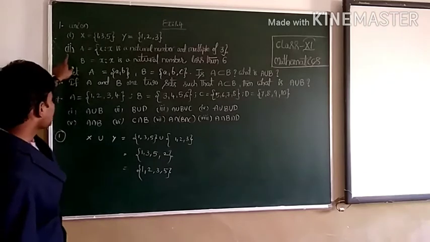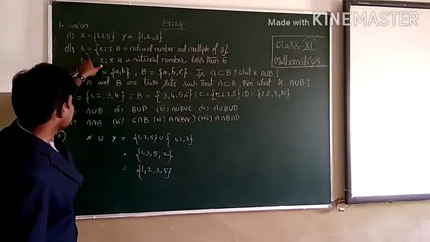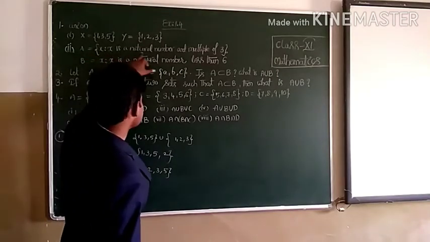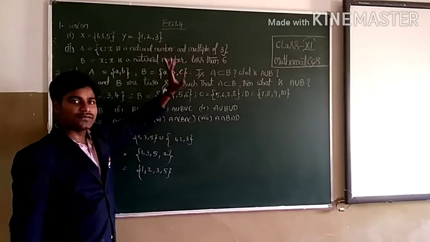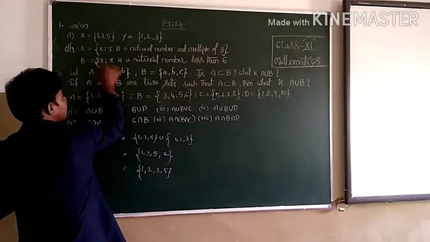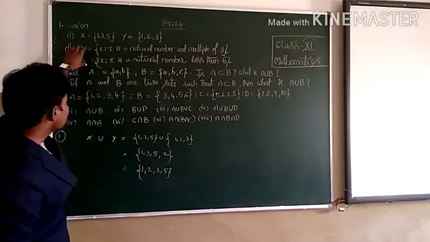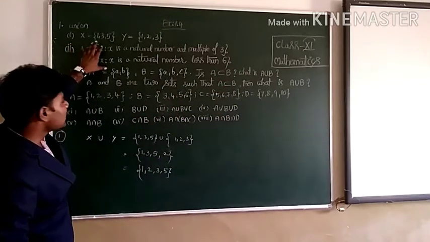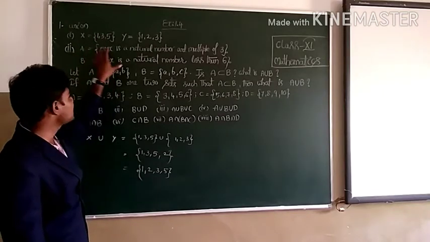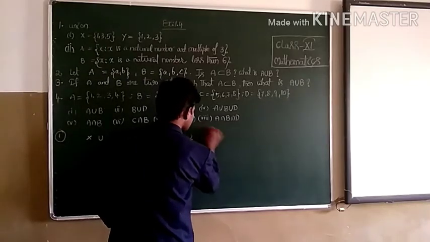Okay. Next, the second one. A is equal to {x such that x is a natural number and a multiple of 3}. B is {x such that x is a natural number and less than 6}. The given two sets are both in set-builder form. First we have to write the roster form of these two sets. So the roster form of those two sets, this is the second solution.